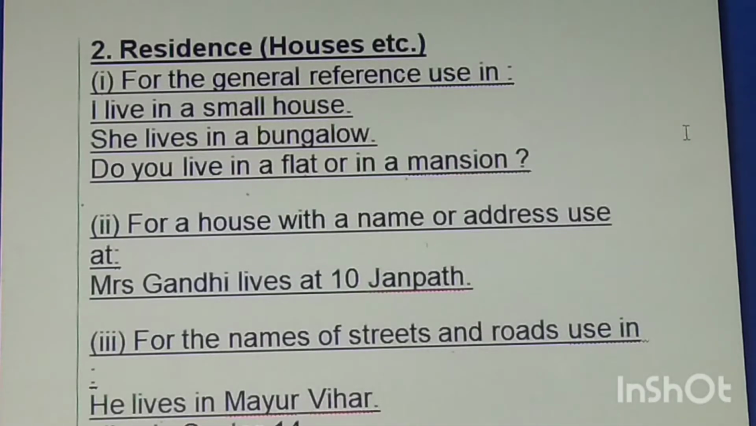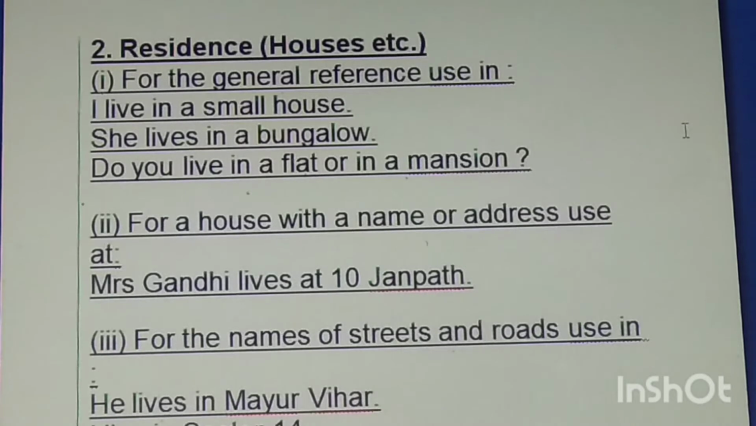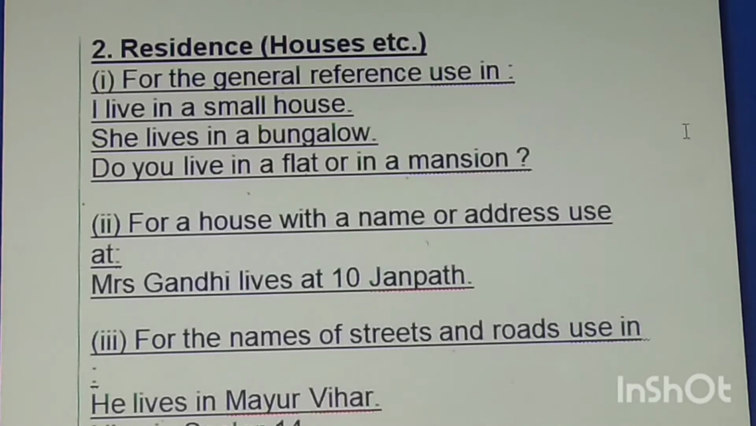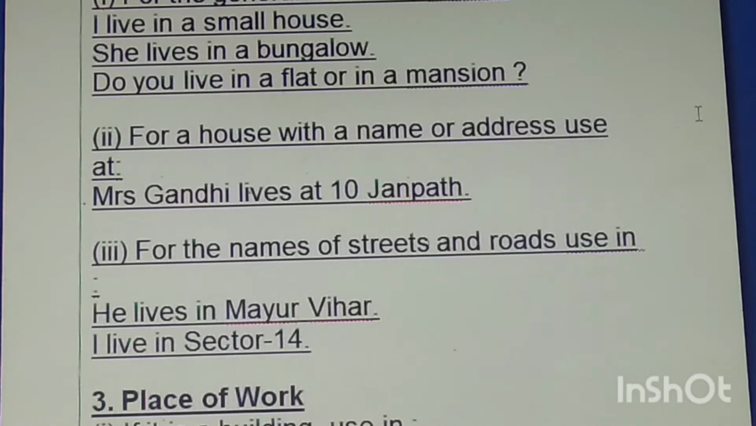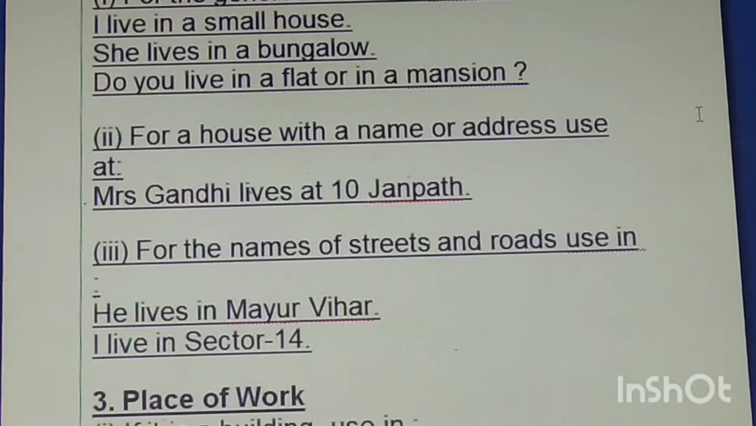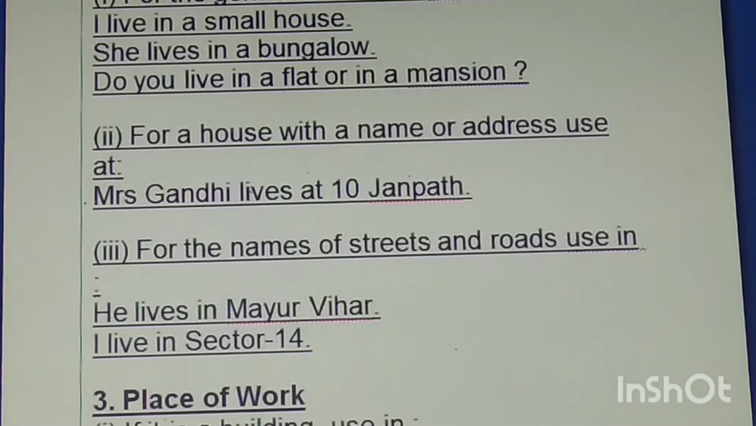Okay, residence, houses, etc. For general reference, use in. I live in a small house. She lives in a bungalow. Do you live in a flat or in a mansion? For a house with a name or address, use at. Mrs. Gandhi lives at 10 Janpath. For the names of streets and roads, use in. He lives in Mayur Vihar. For roads and all that, you have to use in.